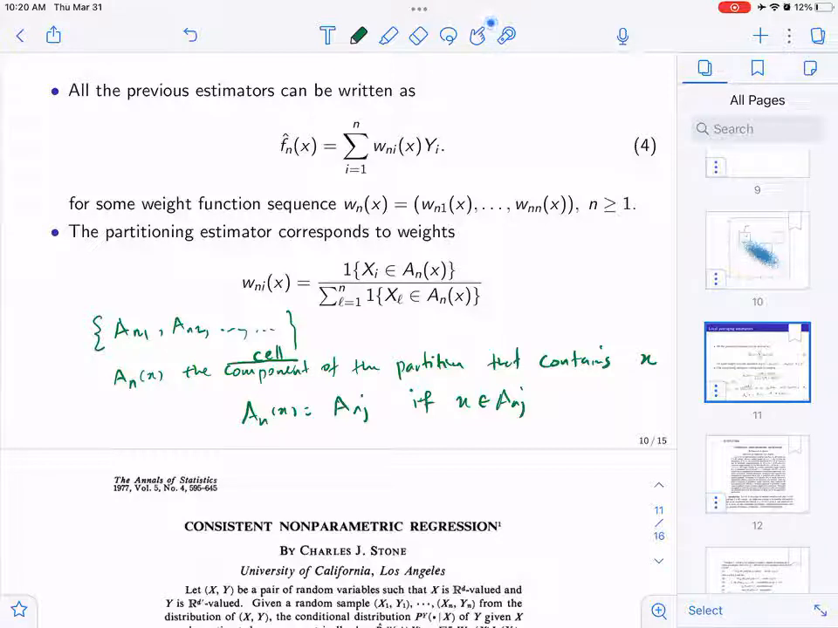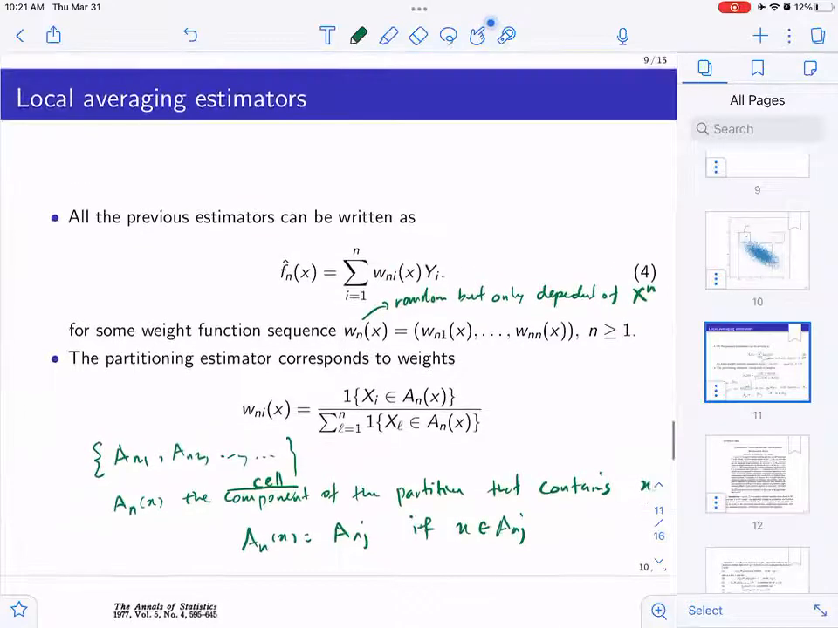So we're going to focus on the case where these weights are random, but only dependent on X_n, which is just the collection of all x's that I get in the training. These are some of the notations I'm going to use. X_n is x1 up to xn. I'm also going to use D_n, because people use it. It's the collection of all the training data: (X1, Y1), (X2, Y2), and so on.